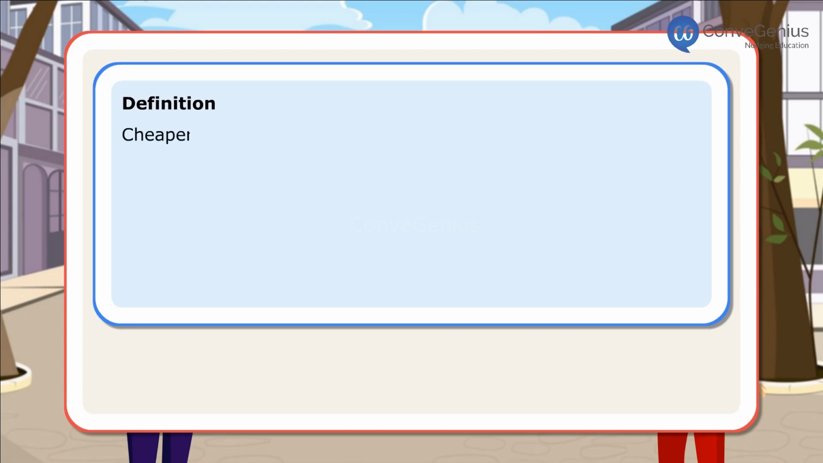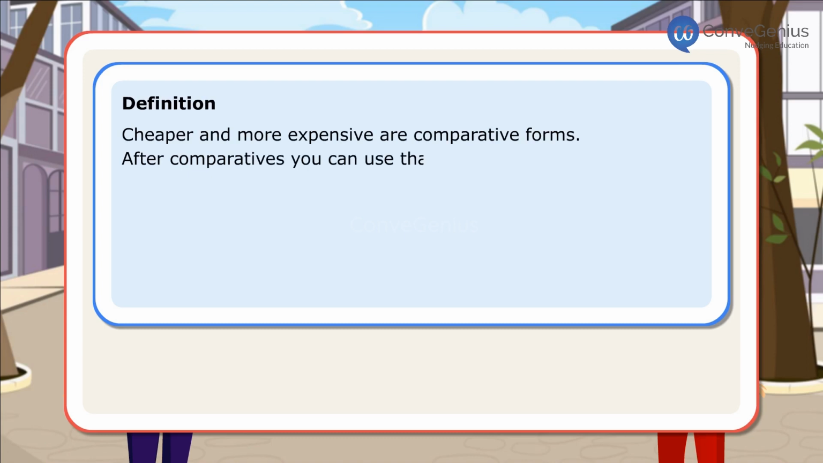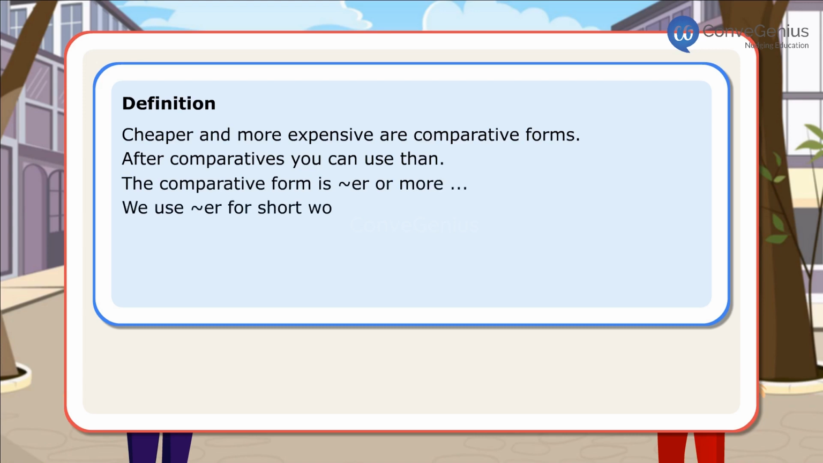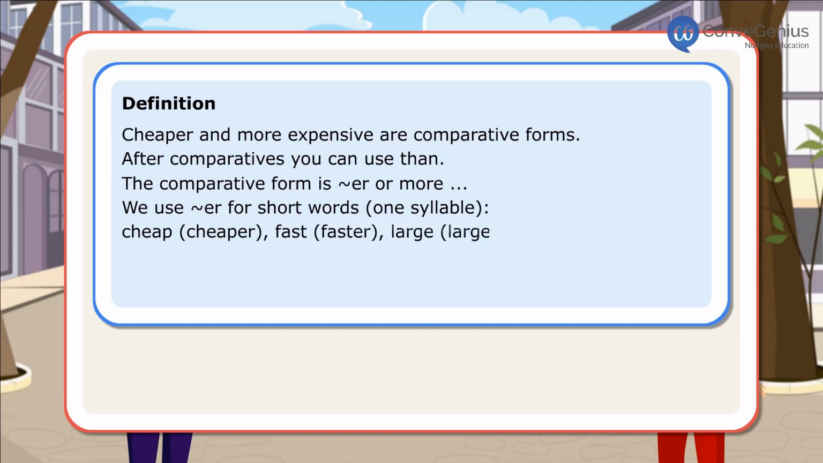Definition: cheaper and more expensive are comparative forms. After comparatives, you can use than. The comparative form is er or more. We use er for short words. One syllable: cheap, cheaper; fast, faster; large, larger; thin, thinner.